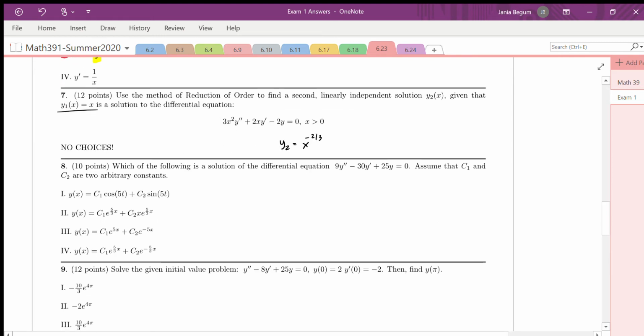Next, number 8. This was another solving problem. So you want to compute the general solution for this second order homogeneous equation. So what kind of roots do you get for this characteristic equation? So we have 9r squared minus 30r plus 25 equals 0. And then you can factor this, right? So 5 over 3, repeated. All right, so if you do that, this would factor into 3r.